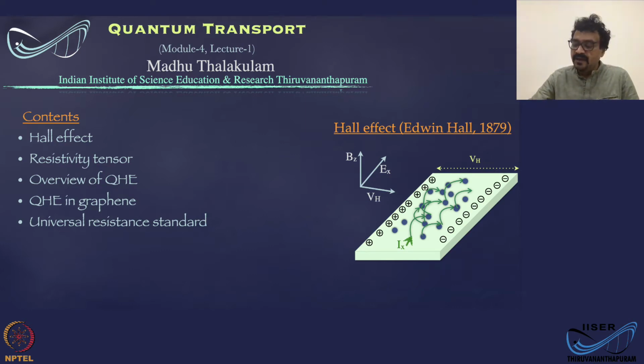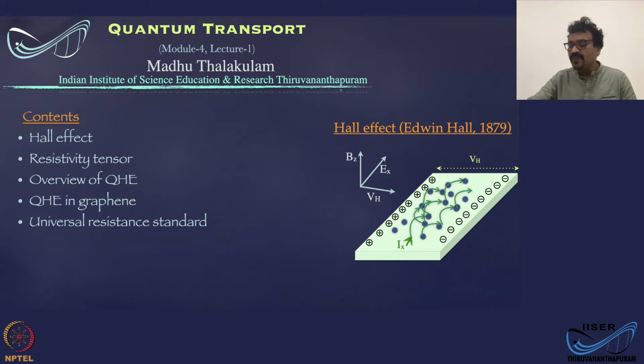Okay. Now in this lecture, we will go through the mathematical formalism of the Hall effect briefly. Then we will define the resistivity tensor and overview the quantum Hall effect, and we'll look into the quantum Hall effect in graphene and how the quantum Hall effect is used as a universal resistance standard. So that is the plan for this lecture. In the next lecture, we will look into the mathematical formalism of the quantum Hall effect, and how we are getting the quantized resistance and all those details in the coming lectures.